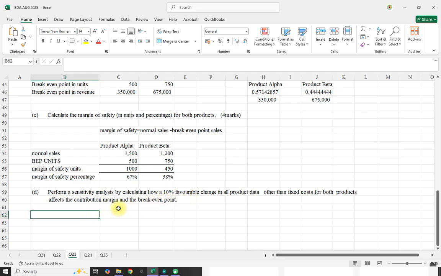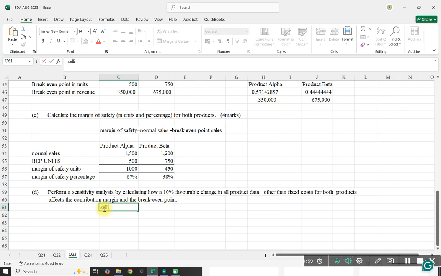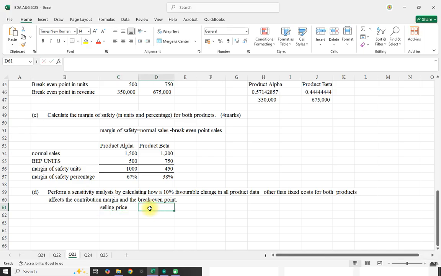Remember the sensitivity is a 10% favorable change. So we shall start with a 10% favorable change in selling price. We start with the selling price. What will happen if the selling price increases by 10%? Still the two products.